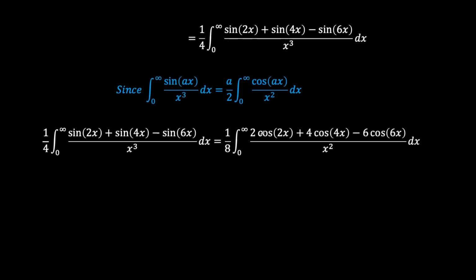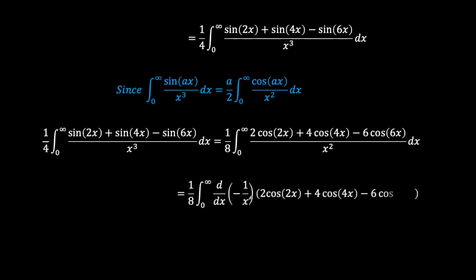The integral from x equals 0 to infinity of cosine 2x, 8 times cosine ax is 2 cosine 2x. Cosine 4x, we have 8 times cosine ax, which is 4 cosine 4x. Cosine 6x, 8 times cosine ax is the same as 6 cosine 6x. So this is where things begin to become a little bit interesting. This expression is also the same as 1 over x squared is the same as the derivative of negative 1 over x times, obviously now, what we have in the numerator.